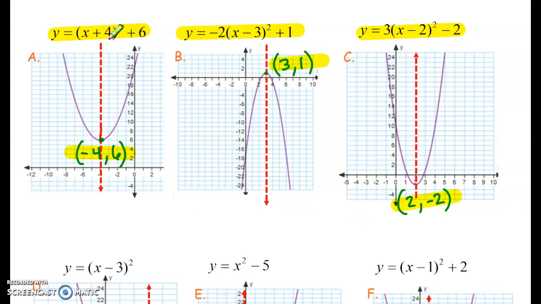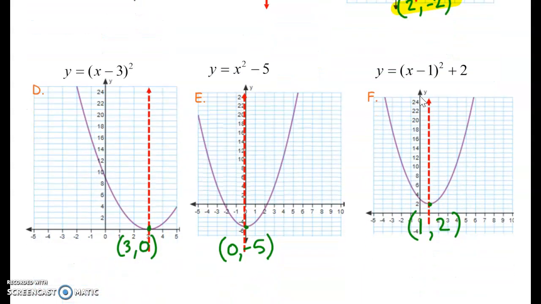Opposite signs though, right? So in this first one, you can see in the equation it says +4. The vertex is -4. What about the y-coordinate of the vertex? Same sign, isn't it? How about these three down here? Yeah, opposite sign for the x.